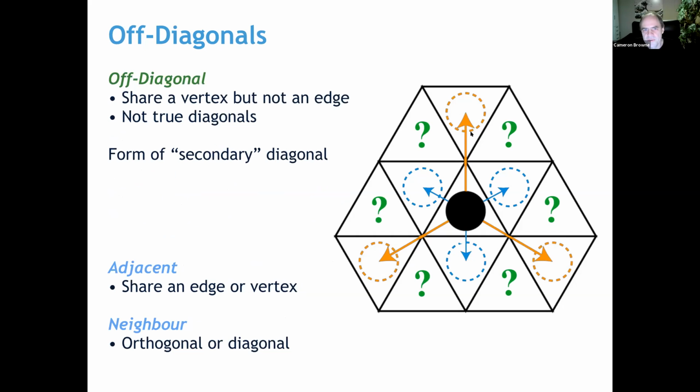So off diagonals are cells that share a vertex but are not the straight diagonals. So this is a form of secondary diagonal. You don't see it very often, but it is a useful definition. And we simply describe elements that share an edge or vertex as adjacent, and neighbors as orthogonal or diagonal relationships.